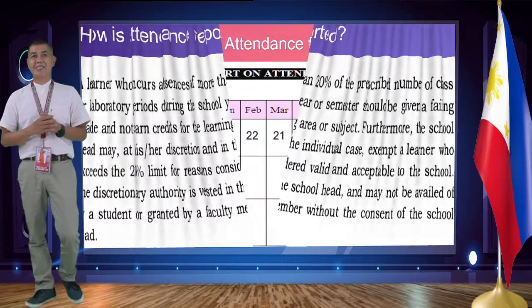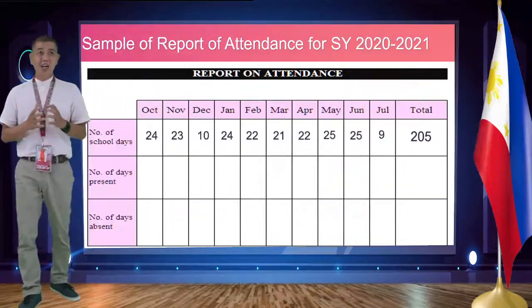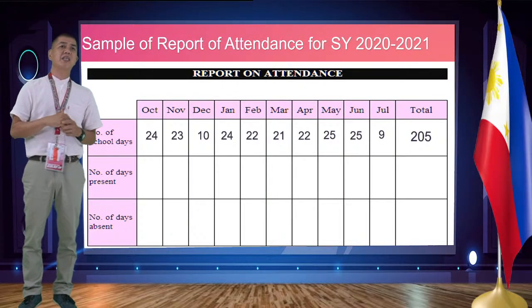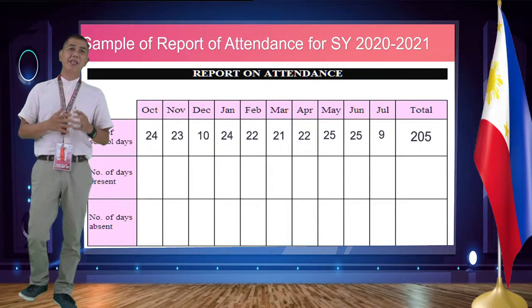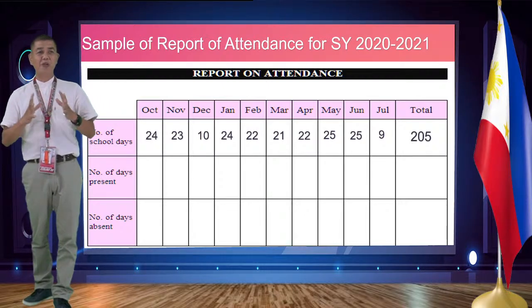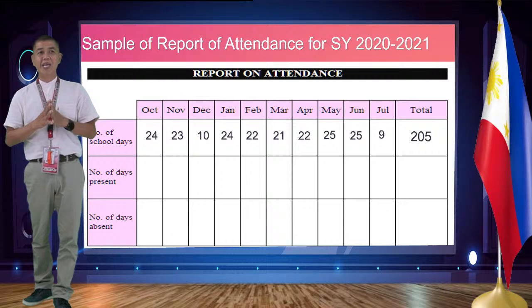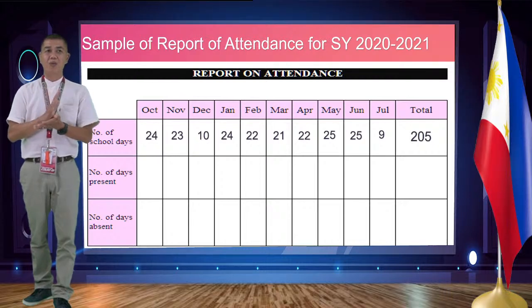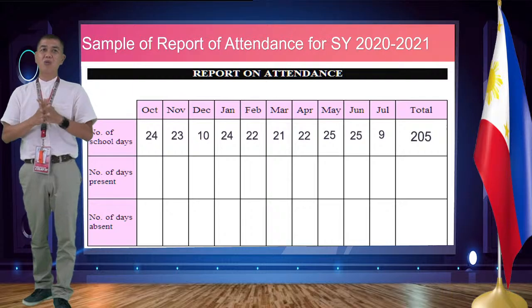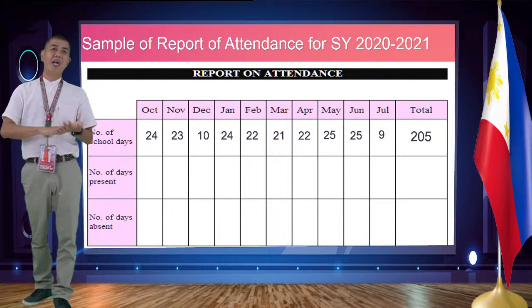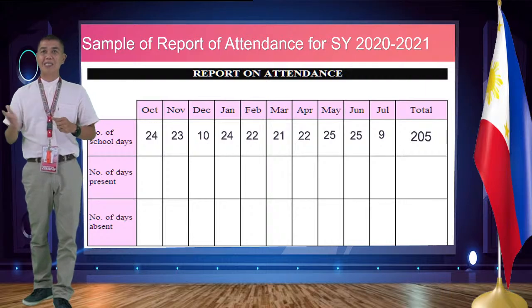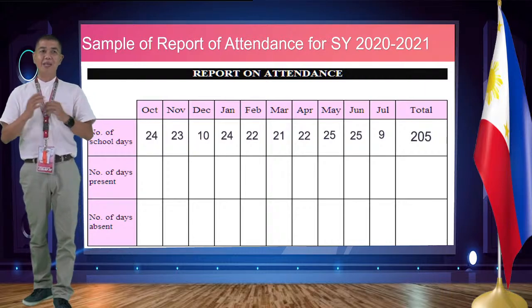Next. So, these are the number of days for school year 2020-2021 in our attendance. For October 24, November 23, December 10, January 24, February 22, March 21, April 22, May 25, June 25, and July 9. That comprises 205 days.